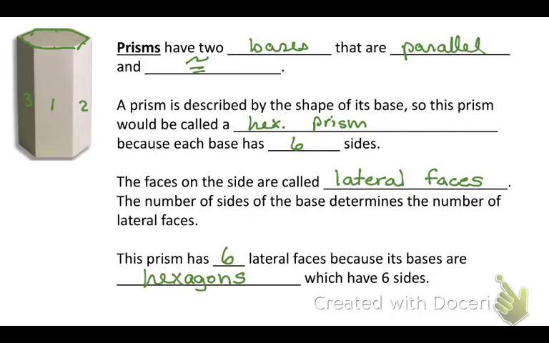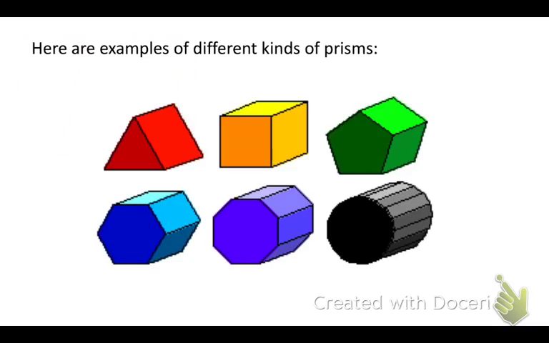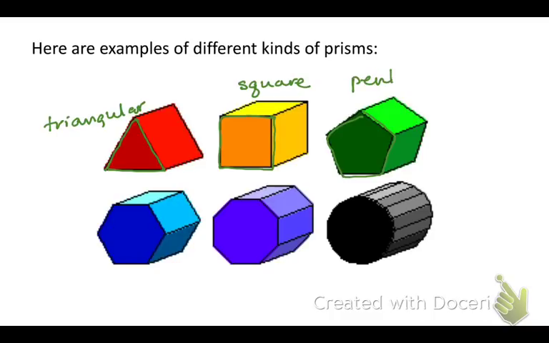So that's your vocabulary. You can connect this with the vocabulary on your vocabulary sheet for chapter 12 and make sure you can find it. Here are different types of prisms, and again, they're based on the shape of the base. The base of this prism is a triangle, so this is a triangular prism. The base of this one is a square, so it's a square prism. This one is a pentagon, so it'll have 5 sides to the base and 5 lateral sides.